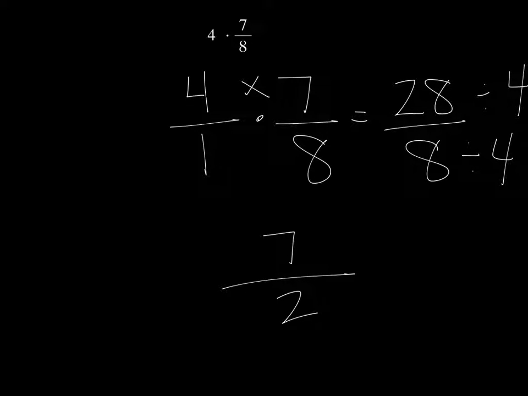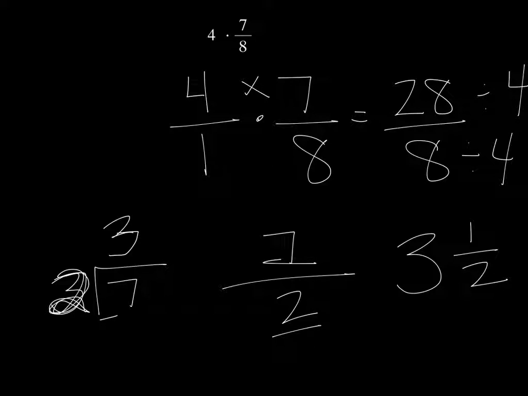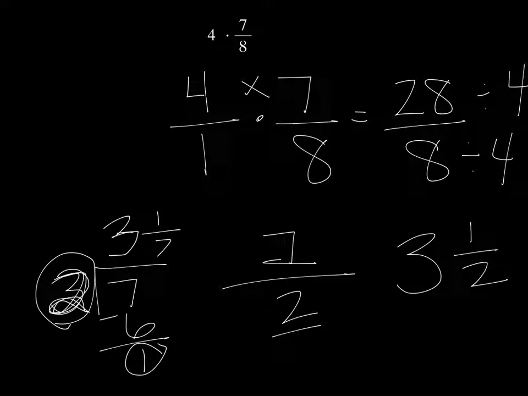Okay, so how many 2's go into 7? 2, 4, 6, 3 2's, and there's 1 left over, so 3 1/2 would be my answer. I could also divide it out. 7 divided by 2, 2 goes into 7 three times, minus 6. I'm left with 1. Here's my numerator. Here's my denominator, 3 1/2.